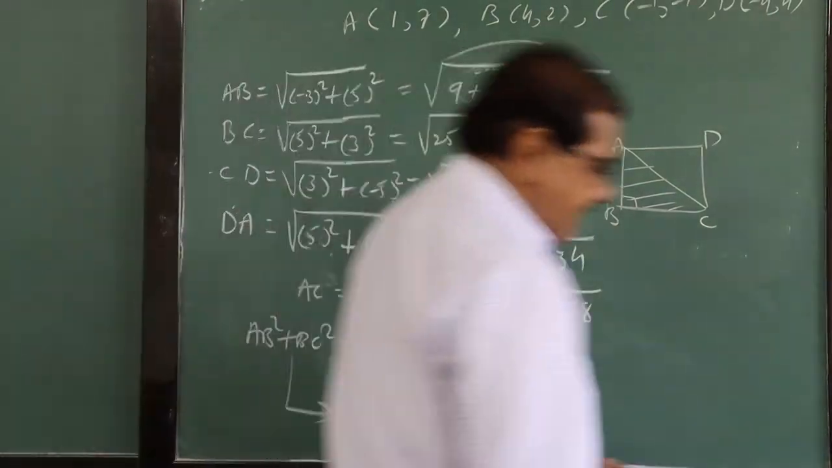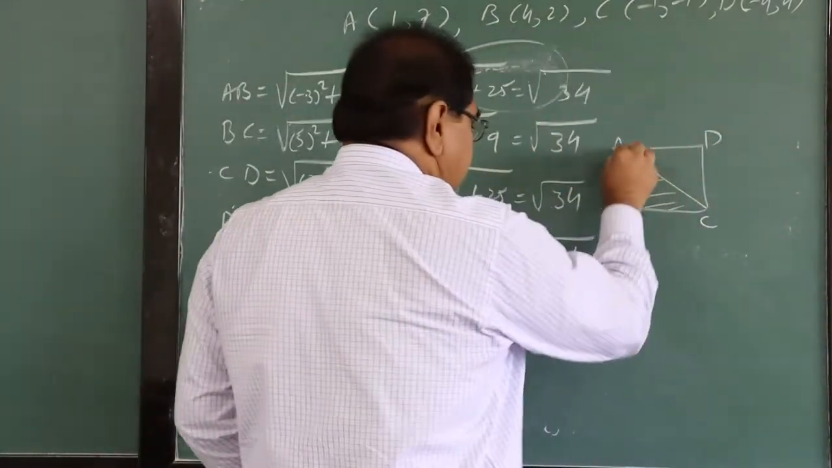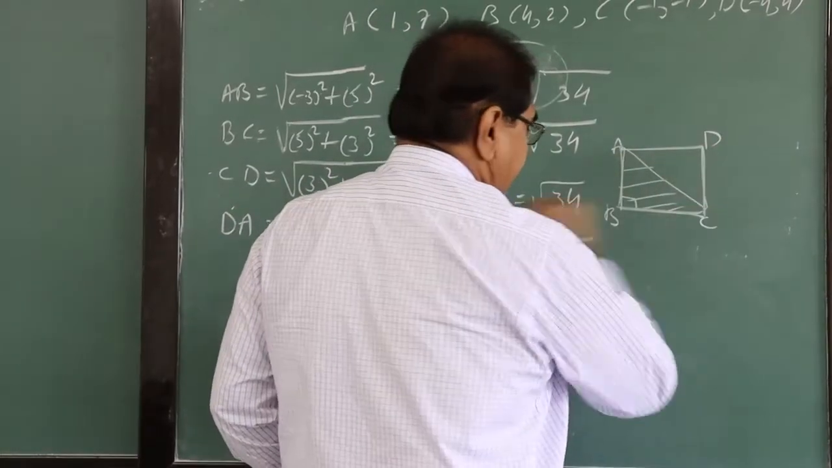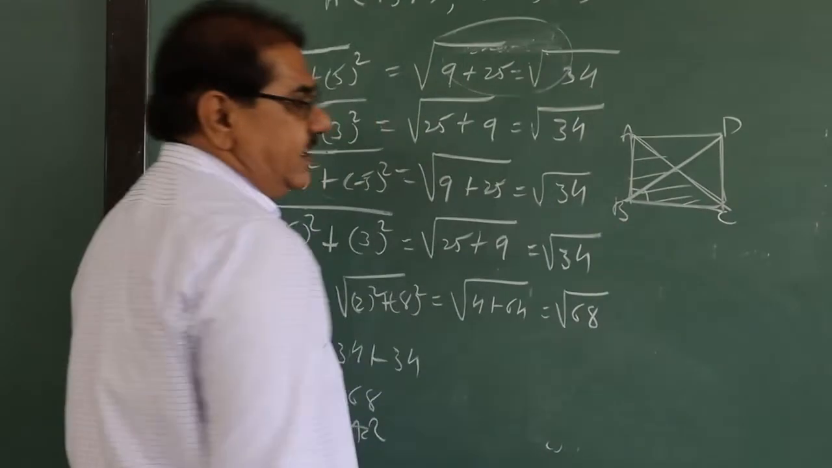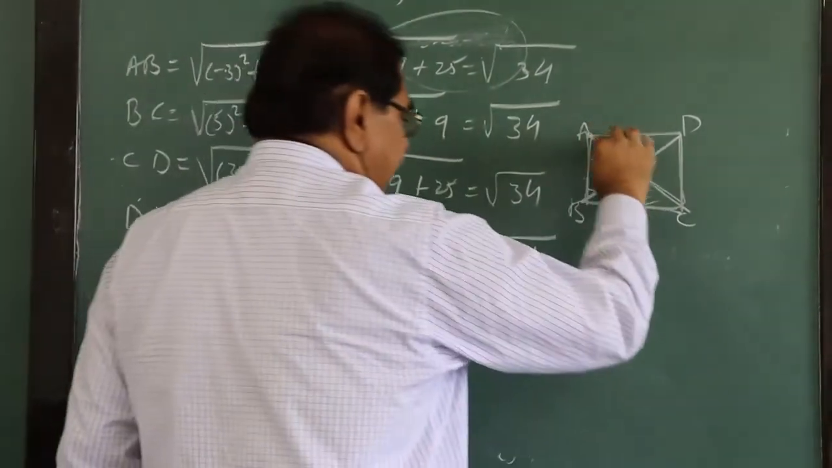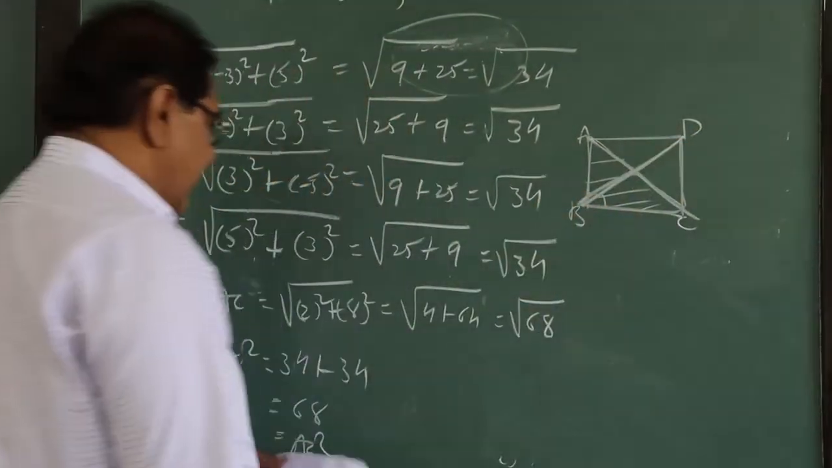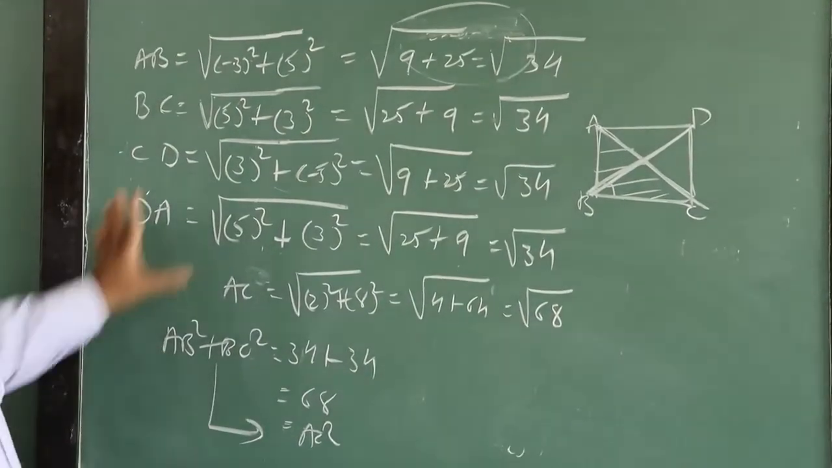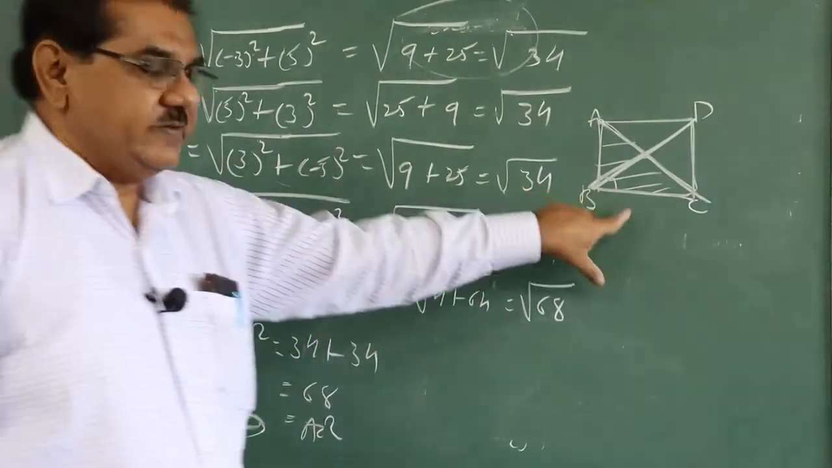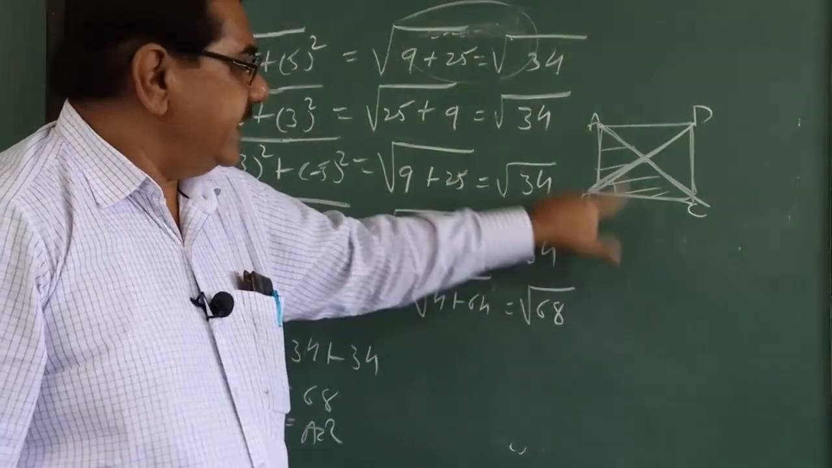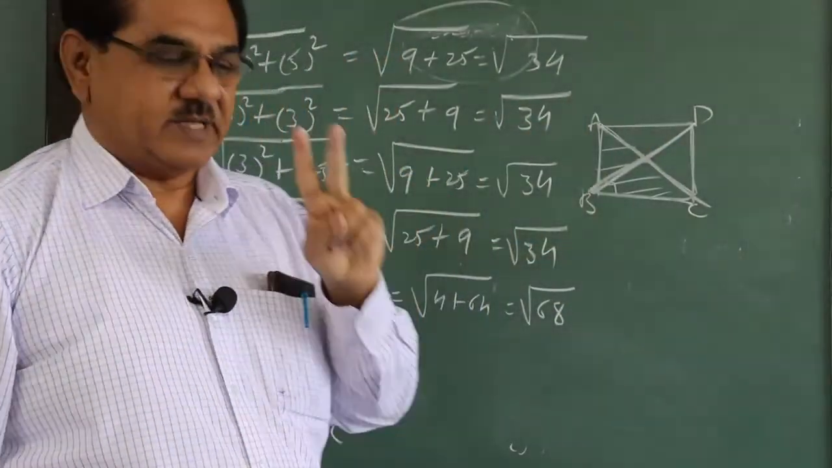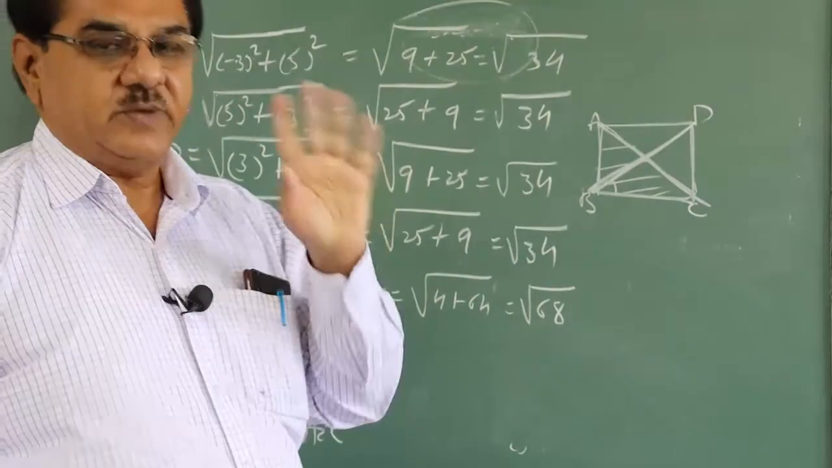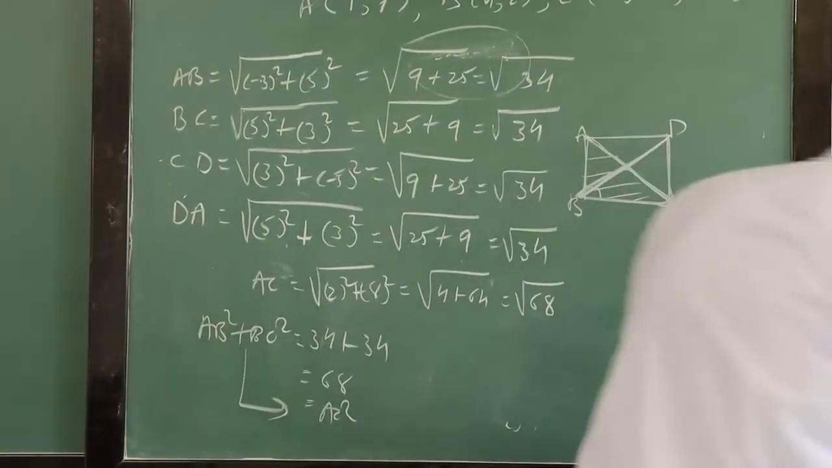One more idea is there. Every square is a rectangle. So both the diagonals of the rectangle are equal. So if you can prove AC is equal to BD, then also you can come to the same conclusion that ABCD is a square. So you will try this on your own. You prove here AC is equal to BD. Both the diagonals have the same length. Then also you can prove it is a square. Okay?